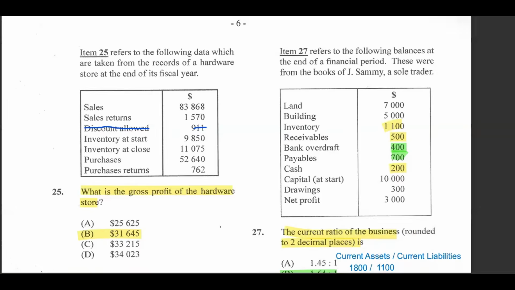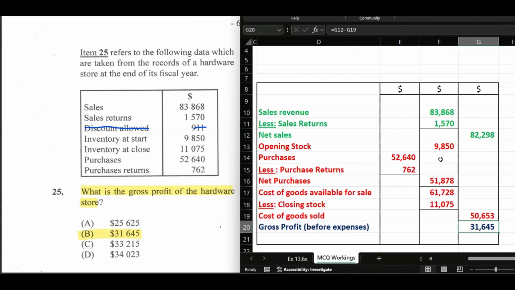Now, just to illustrate to you guys, this here is your working. Check it out. Sales revenue less sales returns to give you net sales, opening stock. Then you have purchases less purchase returns, give you net purchases. So opening stock add on to your net purchases, give you the cost of goods available for sale. Subtract closing stock from that to give a cost of goods sold, and then simply net sales subtract cost of goods sold to give you a gross profit as $31,645.